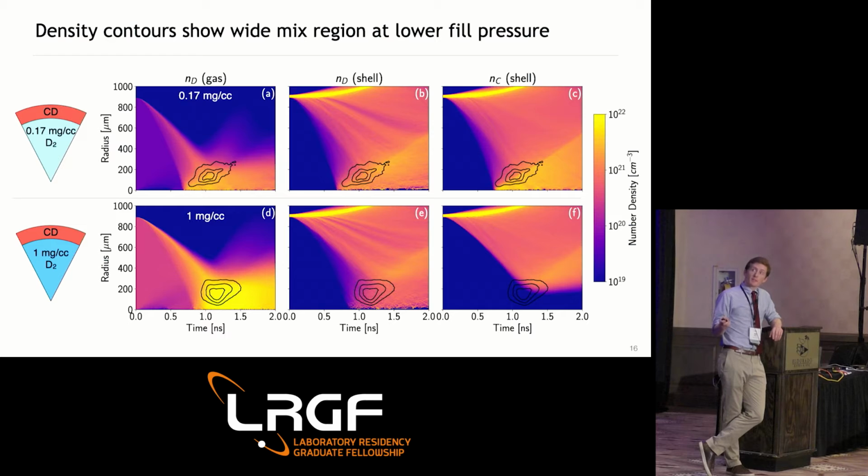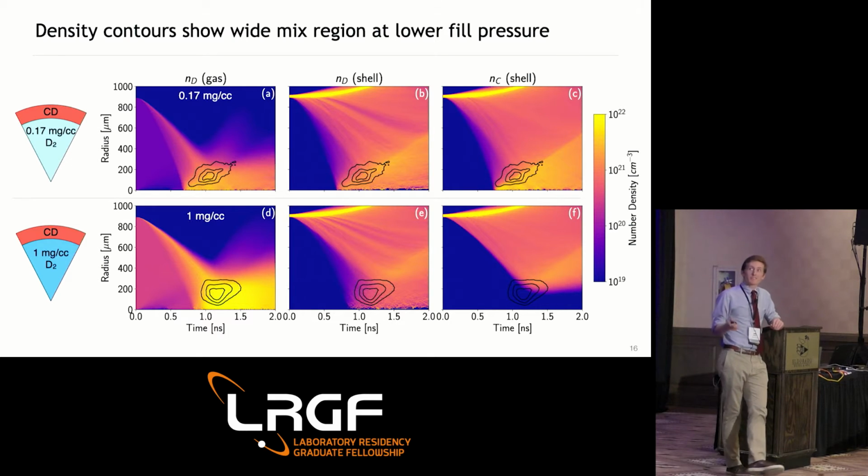So if you look at the gas species in the low density case here, just to start, you can see that at T equals 0, you have some uniform gas fill all the way out to the radius of the shell. But as you march forward in time, this gas gets compressed before it stagnates at the center. So these black contour lines here show where most of the neutron yield is being generated.